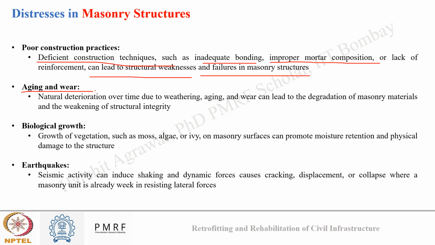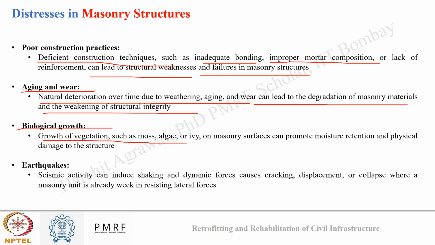Aging and wear is also one of the most common forms of distress in masonry, where natural degradation over time can occur due to weathering, aging, and wear, which can lead to degradation of masonry material and weakening of structural integrity. Biological growth is also a very common form of distress in masonry, where growth of vegetation such as moss, algae, and ivy on the masonry surface promotes moisture retention and physical damage to the structure, which you can often see in old heritage structures.